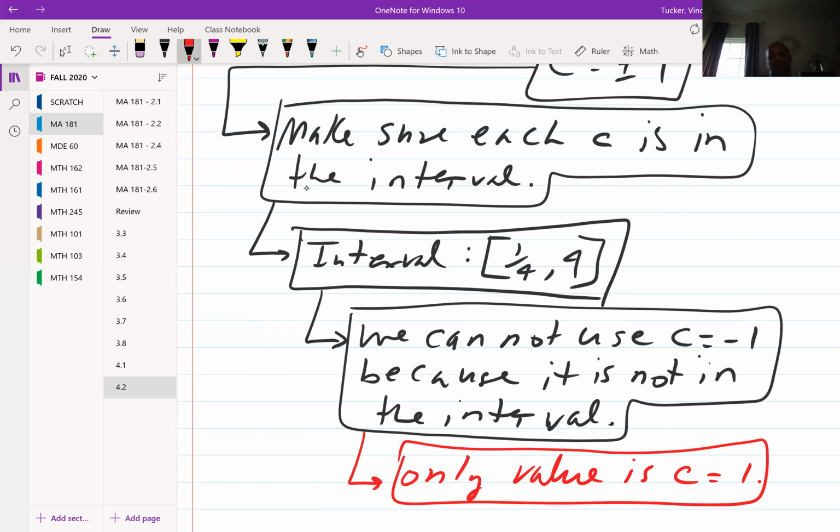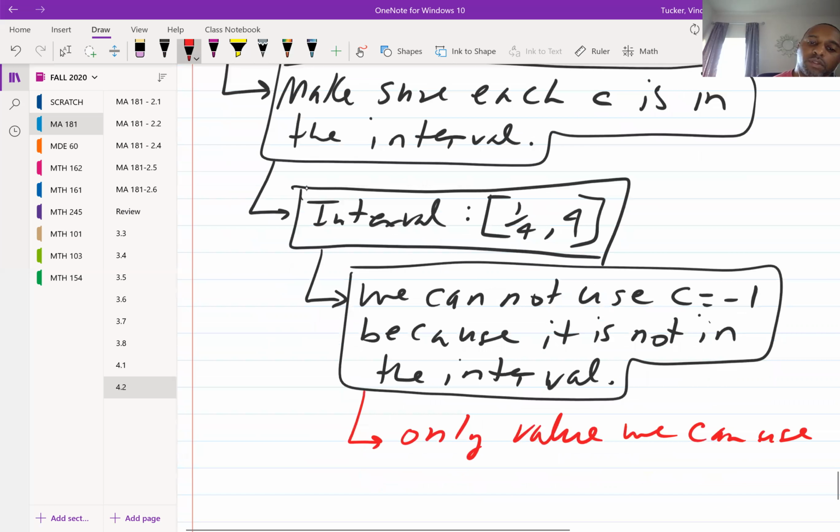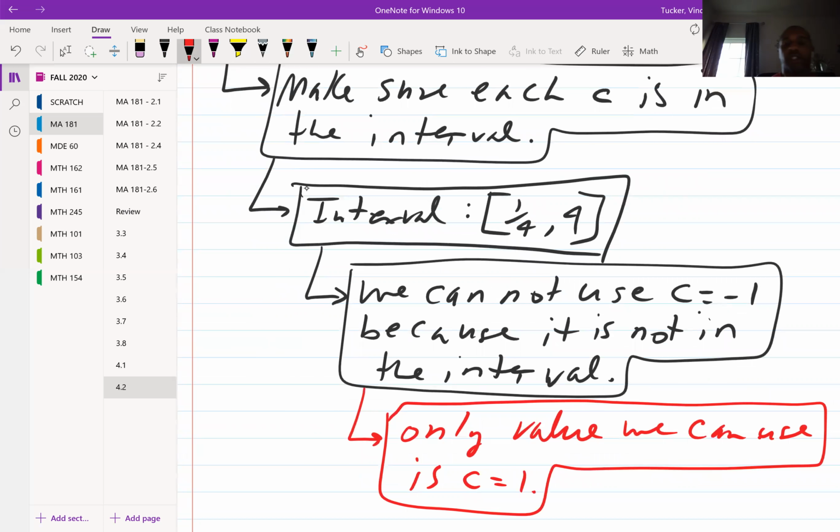So the only value we can use is c equal to 1 in this case because of the interval that they gave us. And like I said, most definitely in this one, we should be able to see that connection to our critical values of the theorem stated before, because f prime of c ended up being 0. And so that was one of our main focuses.